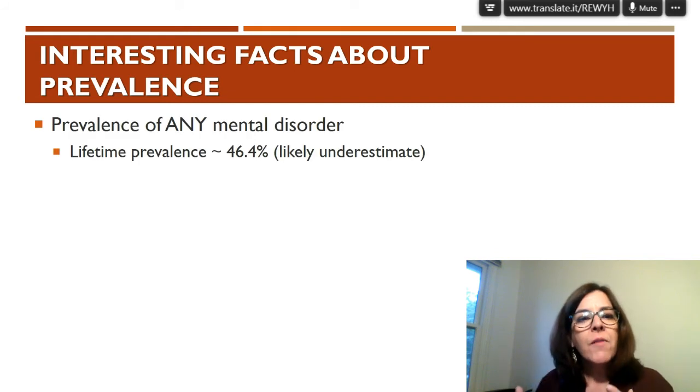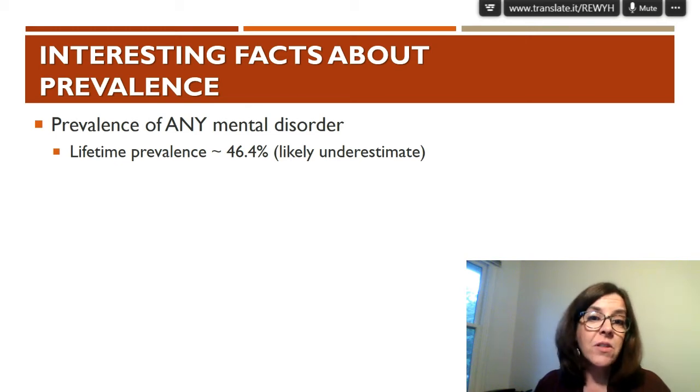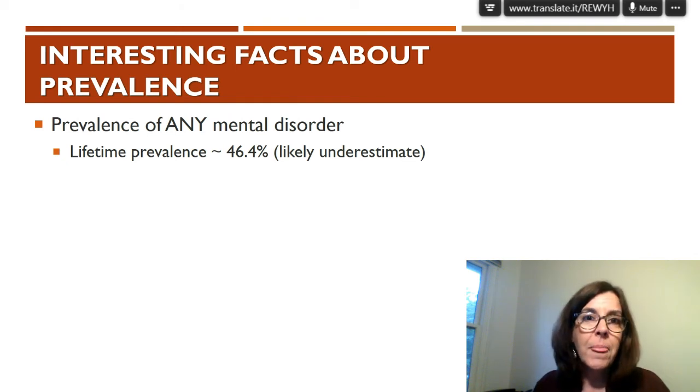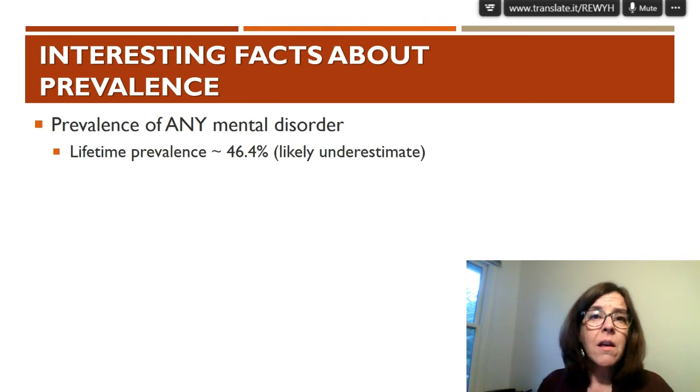So the prevalence of any mental disorder is actually not that uncommon. The lifetime prevalence of any mental disorder is about 46%, a little less than half. But we know this is probably an underestimate, and probably more than half of people have had at least one disorder in their lifetime. The reason we know that is that this percentage is based upon research that does not include autism spectrum disorder, schizophrenia, or eating disorders. So it's likely an underestimate.